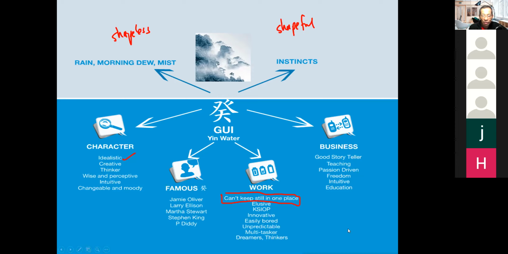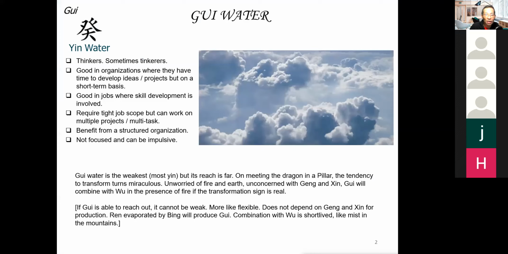Unpredictable, correct. That is right. Unpredictable, cannot sit still, elusive, because they are the wind. They will always be on the go. And in their mind, they always have two or three things going on. That will be the Kueh water. And most Kueh water, of course, depending on the chart, can be very spiritually minded.